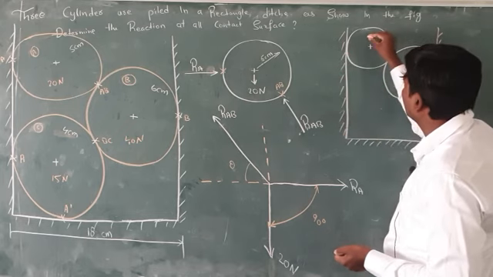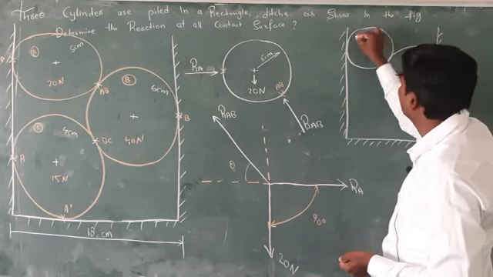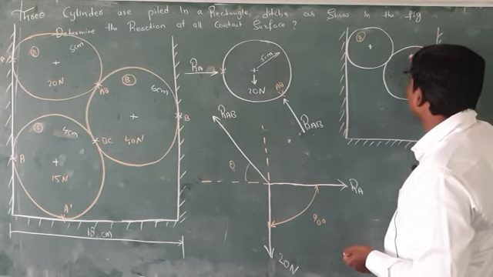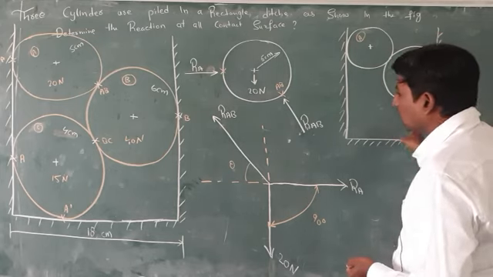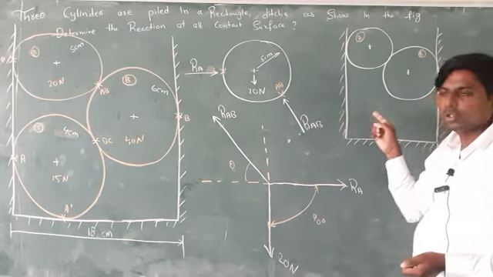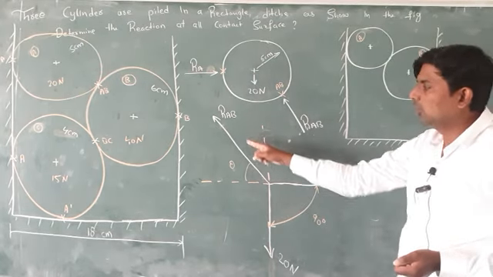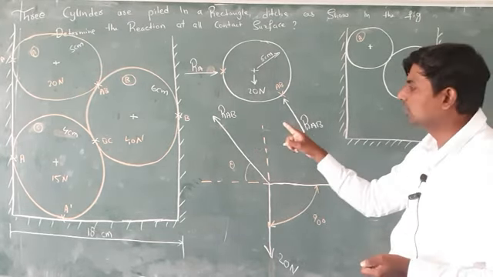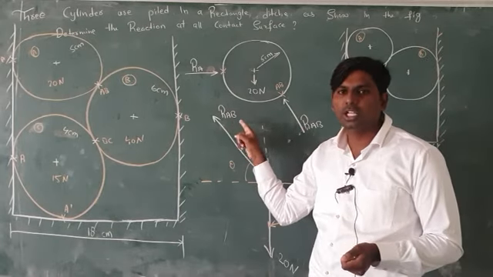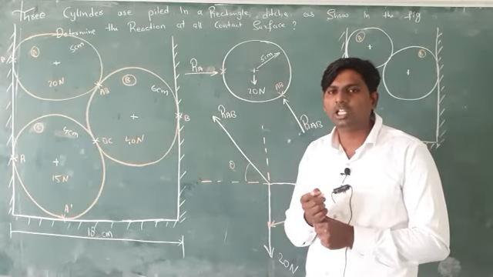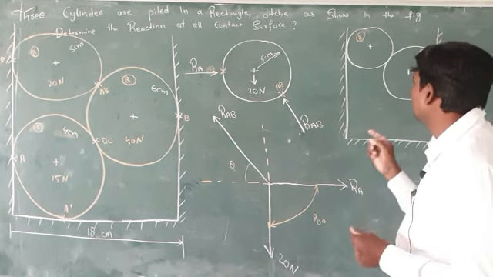Now what I am doing, I am considering this one as A and this one as B. Why am I not taking the third one? Because I have to find this angle, and it is lying between A and B. So I have to find the angle between A and B.